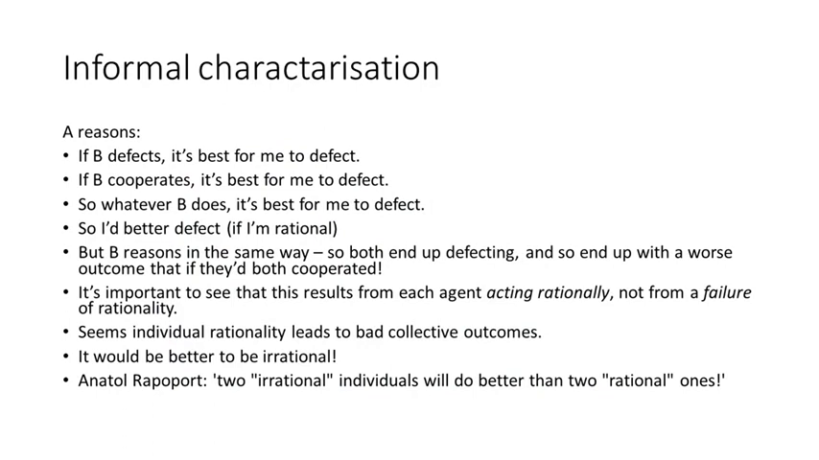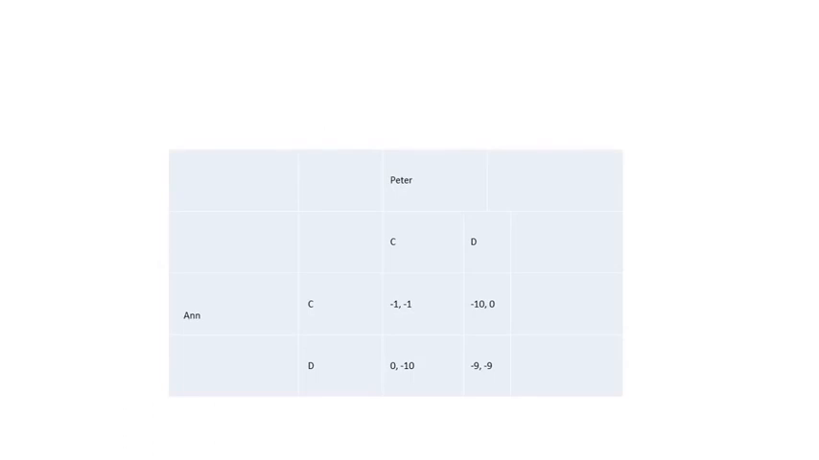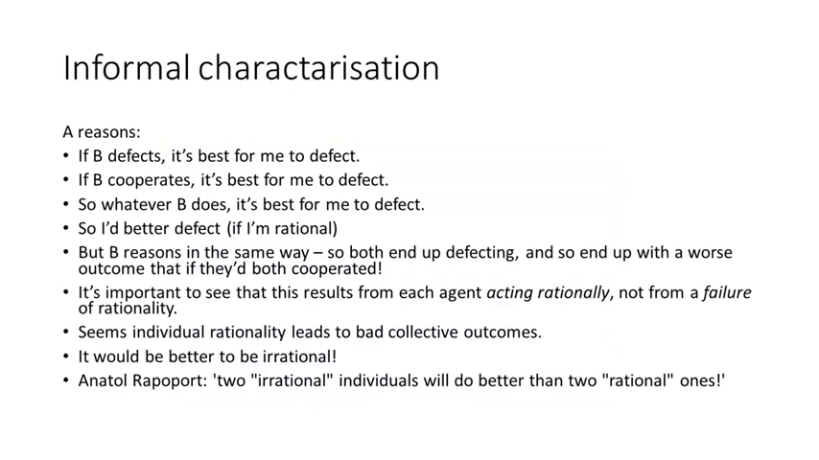Rappaport puts it this way: two irrational individuals will do better than two rational ones, right? A and B have acted rationally, and they've ended up with nine years in prison. If they'd been acting irrationally and cooperated, and you might think cooperation is clearly the rational thing to do because they end up with one year in prison rather than nine. So C for each of them is the rational thing, and so choosing D is irrational, choosing C gives you a better outcome, is rational, so the rational choice is C. But as we said, you can't get around this process of reasoning.